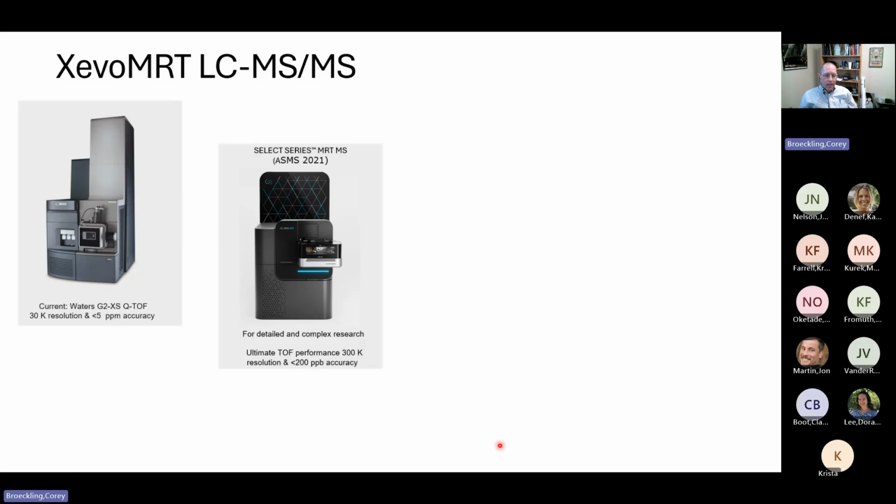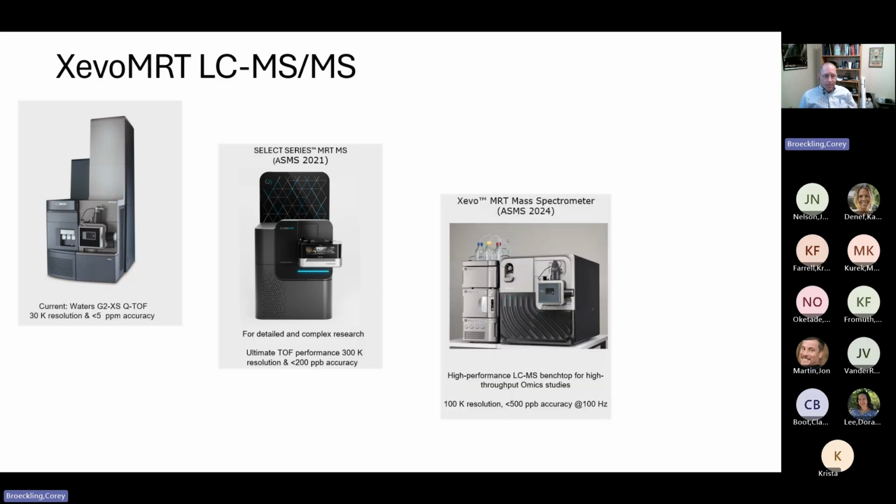Now, this is a really high-end research-grade instrument. It's not necessarily a high-throughput platform. In fact, the first time they released it with a DESI imaging source rather than an LCMS, because it was really well suited for that. That being said, they have since adapted some of that multireflectron time of flight to release this XevoMRT mass spectrometer, which is a benchtop version, still has multireflectron time of flight, with some specs that more closely align with the metabolomics field. So the resolution is not quite as high. We're at about 100,000 resolving power on this one. We still get very good mass accuracy, though, at 500 parts per billion.